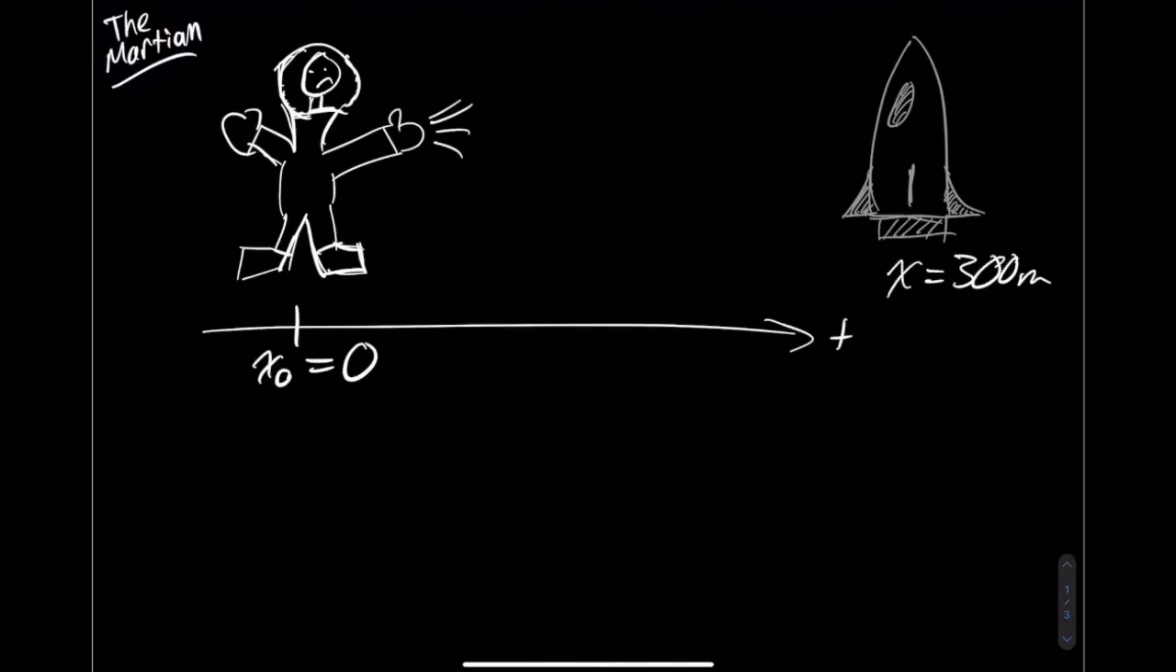Now, what does it mean for him to reach the spaceship? It means his position is going to be the same as that of the spaceship. So that's our final position. Now, what's his initial velocity? We're told that his initial velocity is 10 meters per second. All right, so we put that there.